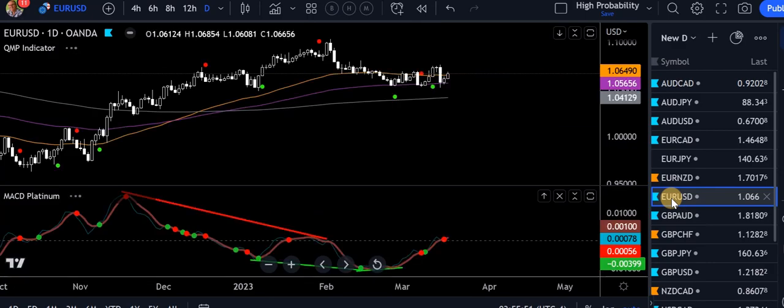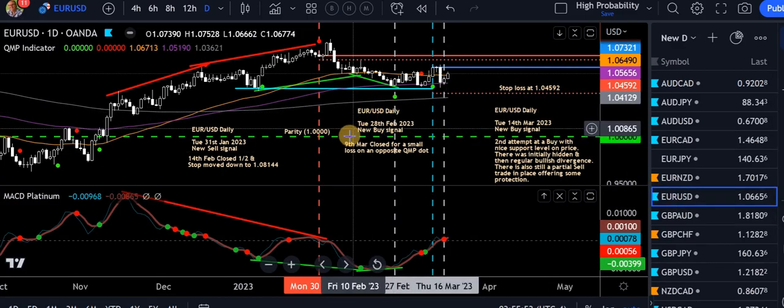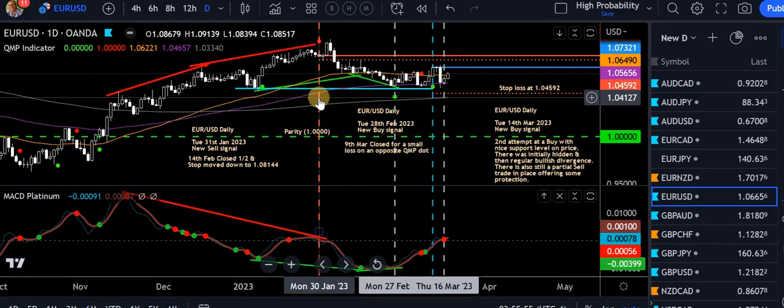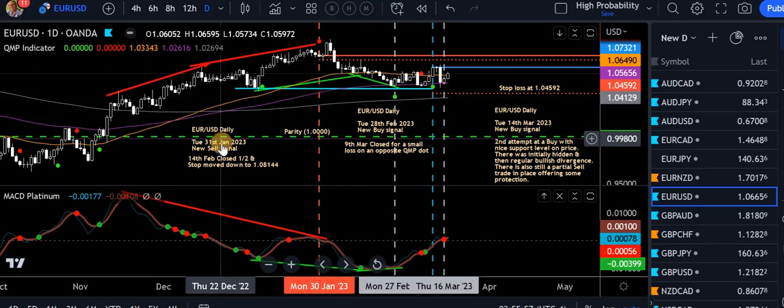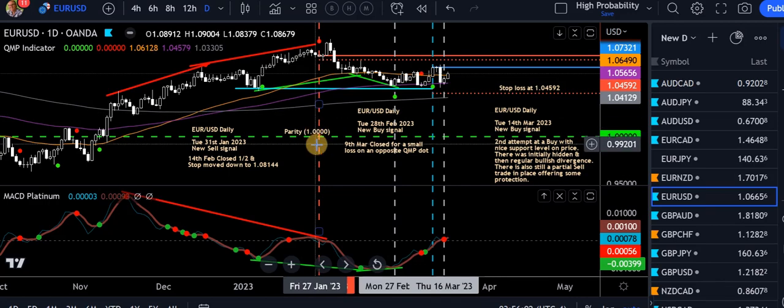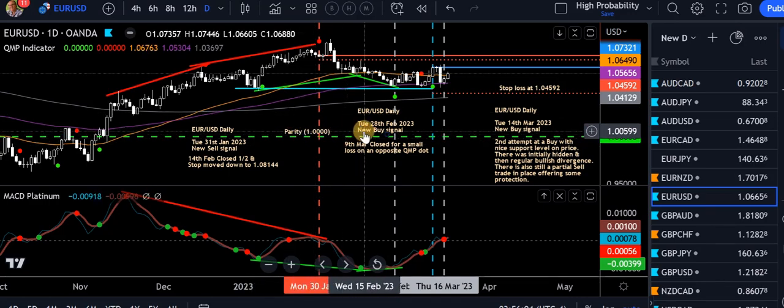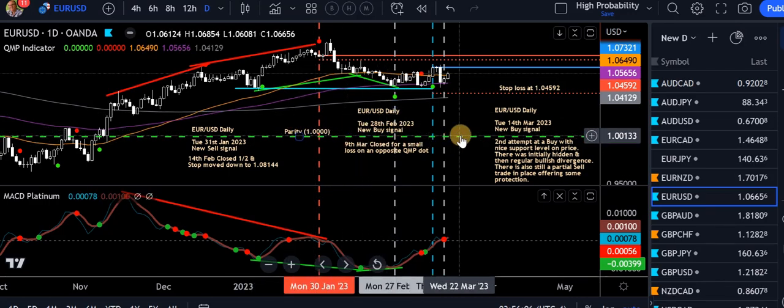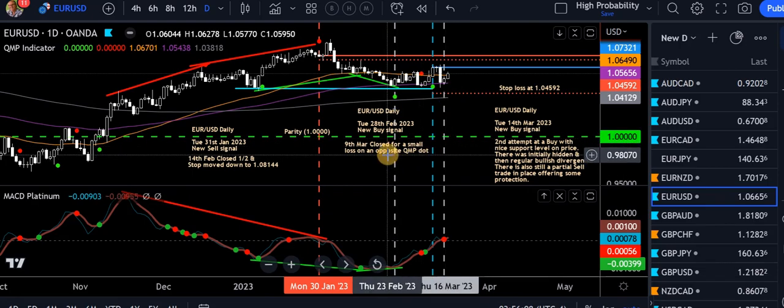Euro USD. Yeah, going nowhere fast, is it? Now we're in a couple of trades here. We're in the sell from the 31st of Jan, and we've already closed half, moved the stop down, so we can't lose on the sell. Cannot lose on the sell. This is parity, this green line, 1.00. And what else we got?